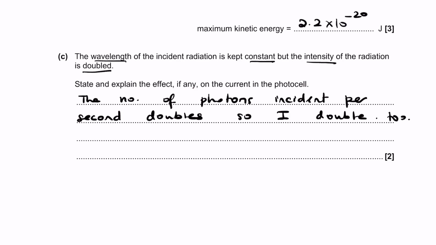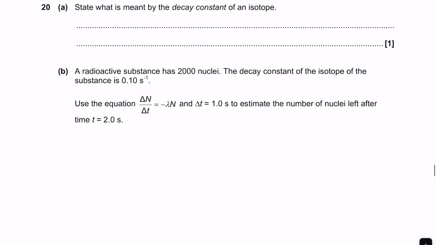Okay, cool. So let's get on with question number 20 now. State what is meant by the decay constant of an isotope. Well, it is the probability of decay of a nucleus per second.